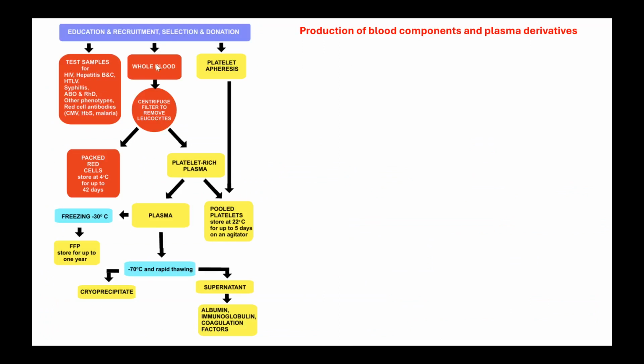Then you can do it as a whole blood donation. So you first centrifuge and filter to remove the leukocytes. The white cells are the more reactive cells which have to be removed. And once you remove these leukocytes, it becomes packed red cells, which can be stored at 4 degrees centigrade up to 42 days. And the supernatant plasma is first called the platelet-rich plasma.